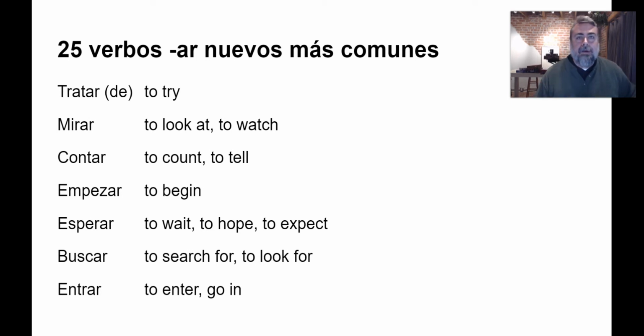Tratar de, to try. So that de is there in parentheses because whenever you're trying to do something, trato de something else, right? So trato de correr. I am trying to run. Trato de aprender español. I am trying to learn Spanish. Just like we use to, I am trying to. Trato de aprender español.